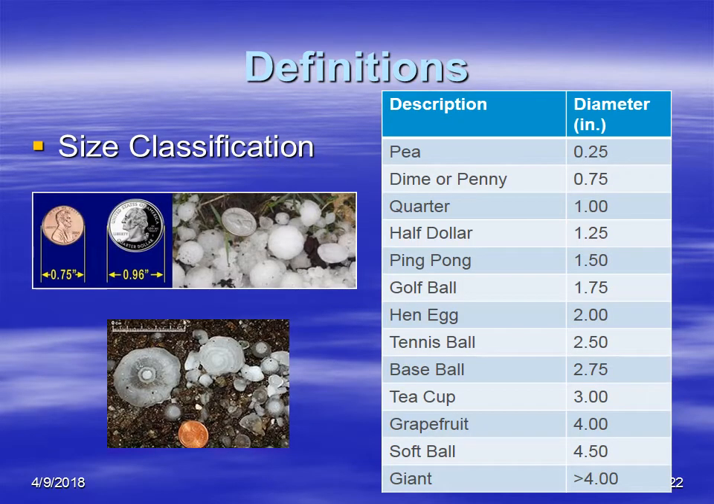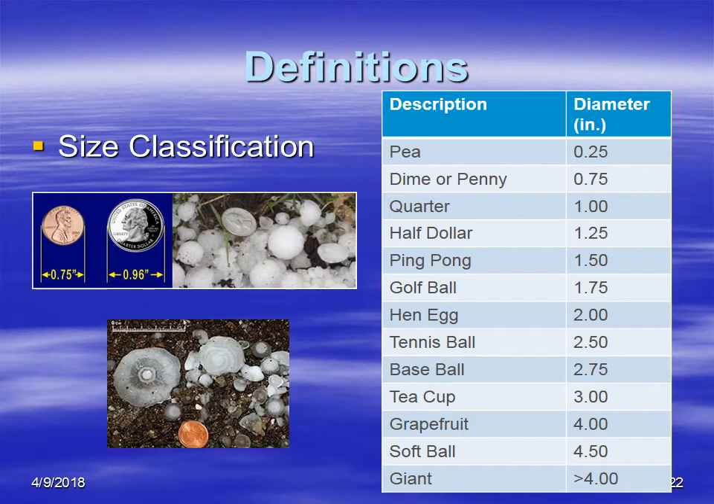Hail sizes are classified according to things that we see every day, common items like dimes, pennies, quarters, ping pong balls, golf balls. And then after that, things get kind of strange. They start to describe them as hen eggs. Tennis balls or baseballs are pretty straightforward. Teacup hail, I don't know, that's what they use, the specific classification scheme. Softball size, and then anything bigger than 4 inches in diameter is giant.